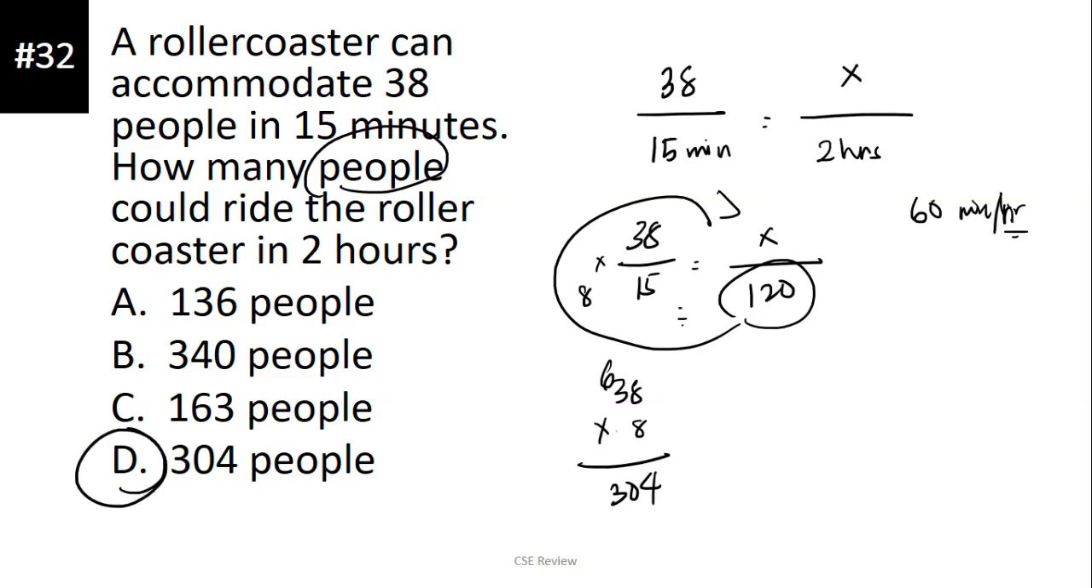Letter D. So, again, ratio notation na natin. The key here is this. Itatapat mo lang the people to people, oras to oras. But make sure that pareho silang naka-minutes or pareho silang naka-oras.